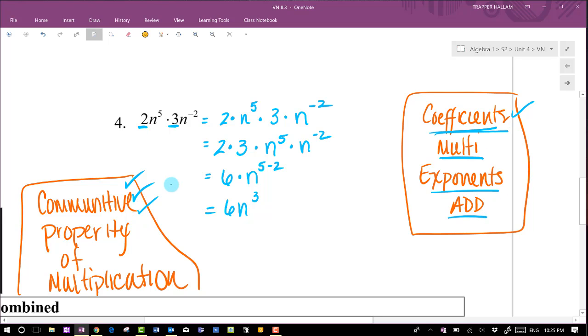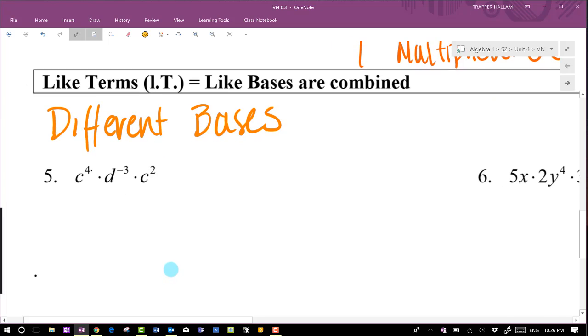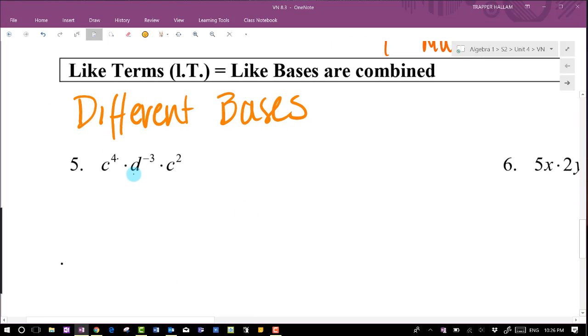And again, you may have to employ the commutative property to rearrange them to get them next to each other. All right, well, what happens if we have different bases? So let's look at example 5. This one you'll notice that we have two like bases of c, and we have one unlike base of d. How do we deal with that?